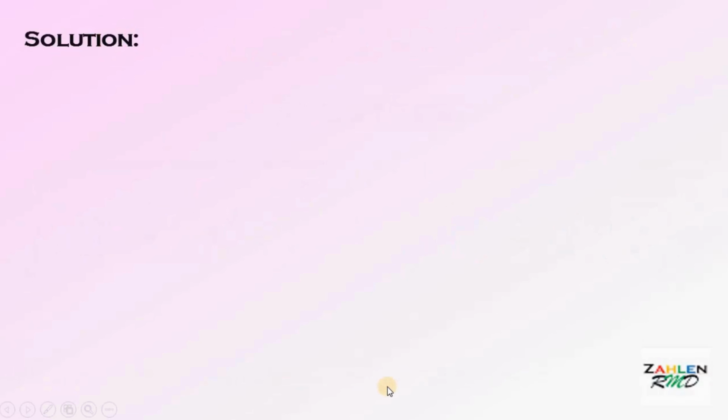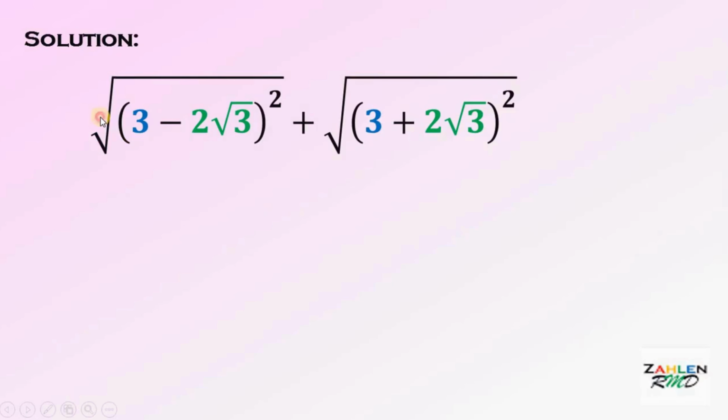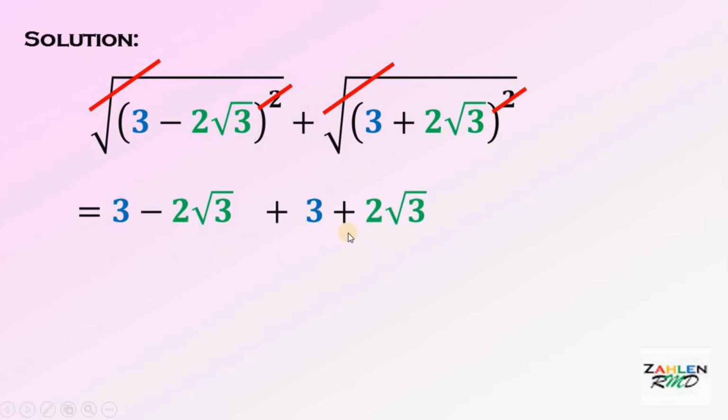And I hope you paused this video and let's see if you got the correct answer. Maybe your solution looks like this. You cancel out first the square root and the squared because definitely square root and squared cancel each other. We can also do this on the second term. And what we have is 3 minus 2 square root of 3 plus 3 plus 2 square root of 3. And negative 2 square root of 3 and positive 2 square root of 3 cancel out because it is a negative and a positive. Therefore, we get an answer of 6.